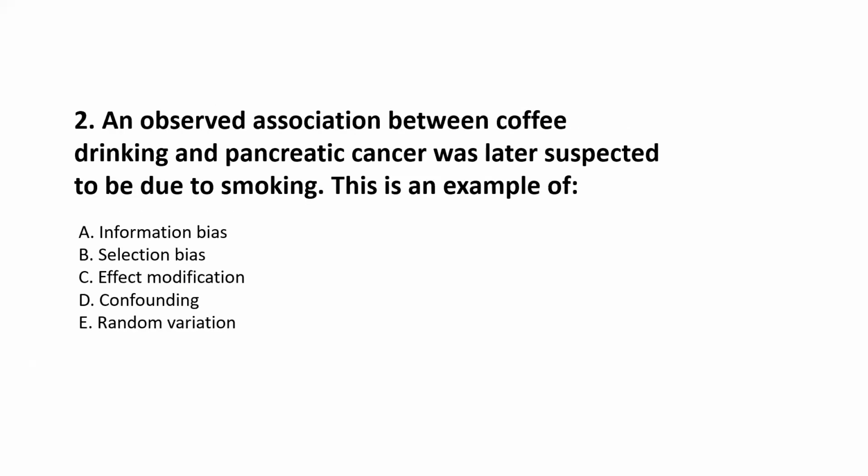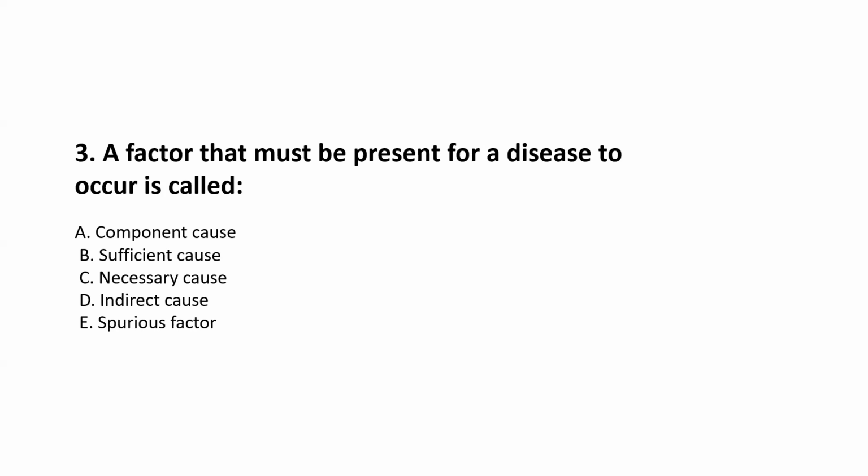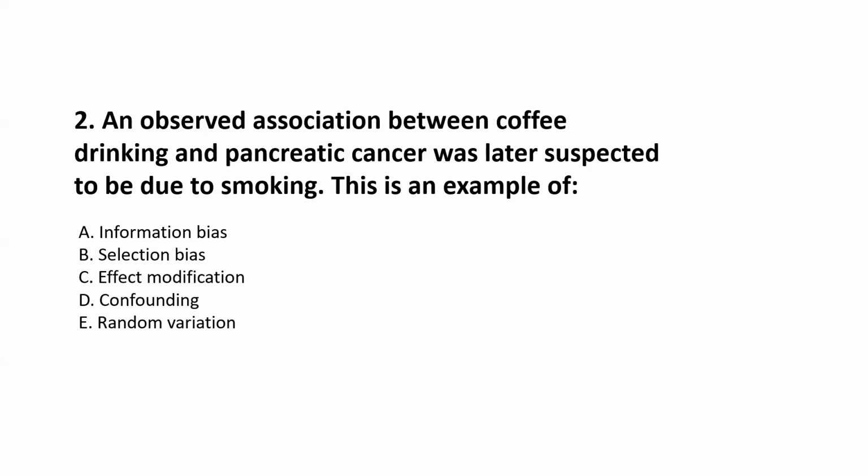MCQ number 2: an observed association between coffee drinking and pancreatic cancer was later suspected to be due to smoking. This is an example of A, information bias, B, selection bias, C, effect modification, D, confounding, E, random variation. D is the right option. Confounding.